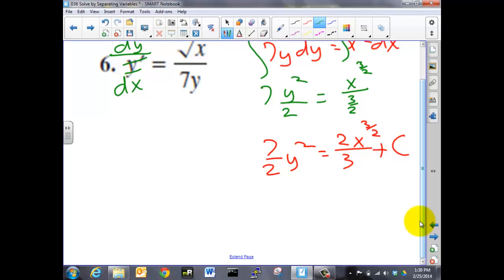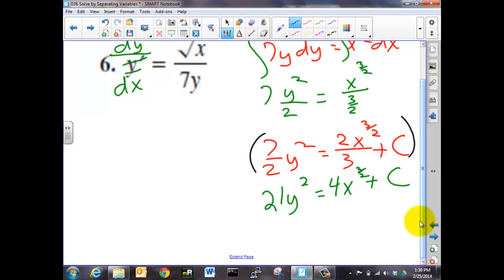I'm trying to think here for a second, because I'd get 21 and 4. Yes, that'll work. So I could wind up with 21y squared equals 4x to the 3/2 plus c. Now, how did we get there? You've got several ways of thinking of that. I just took this whole thing and multiplied it by 6. That gets rid of my fractions. Getting rid of fractions makes it look nicer most of the time. So we get 21y squared equals 4x to the 3/2 plus c. I think that would be an acceptable final answer there.